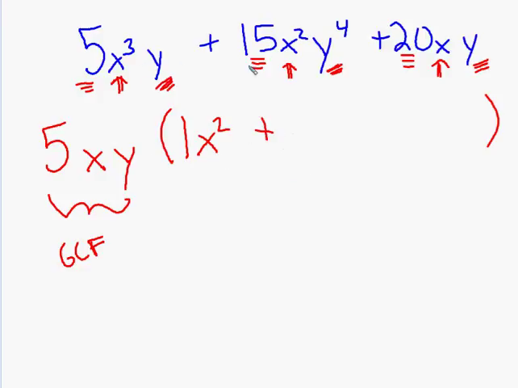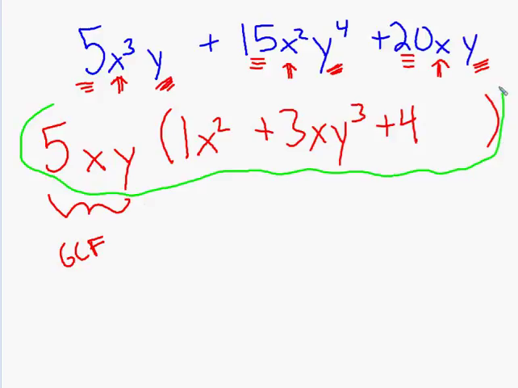Okay. 15 divided by 5 is how much? 3. See how I'm dividing each thing? And x squared divided by x is? X. And then y to the 4th divided by y is? Y to the 3rd. And then 20 divided by 5 is? 4. And then both of those are taken out. So that's it. And this would be my answer.